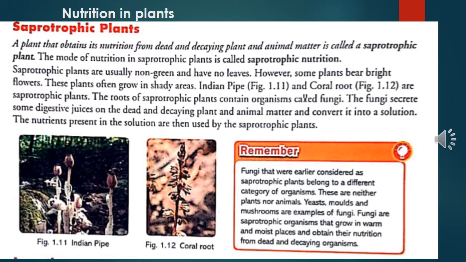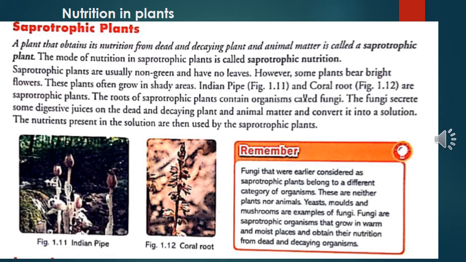A plant that obtains its nutrition from dead and decaying plant and animal matter is called a saprotrophic plant. Student, again you see they are taking their nutrition. They means plants. The plants are taking their nutrition from dead and decaying plant and animal. They are called saprotrophic plants.